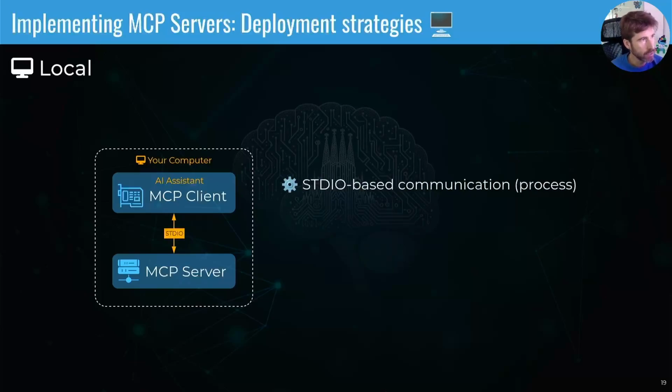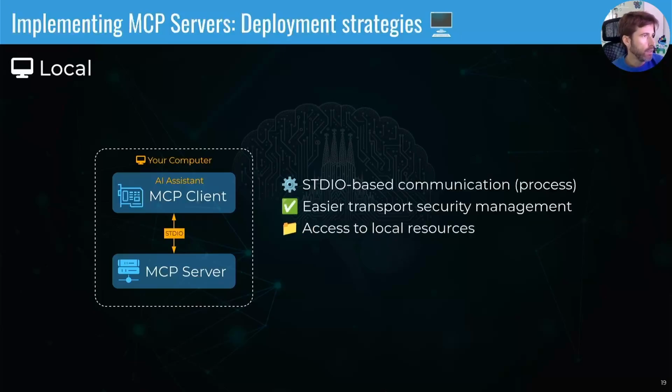So in this case, the MCP client, or the AI assistant, starts the MCP server as a child process and uses standard I/O for communication. So in this case, the security for the transport is not a problem because it's internal communication. There's nothing exposed. The MCP server is also able to access your local resources. So since your MCP server is running locally, it can access your local files, maybe a local database, or things like that.